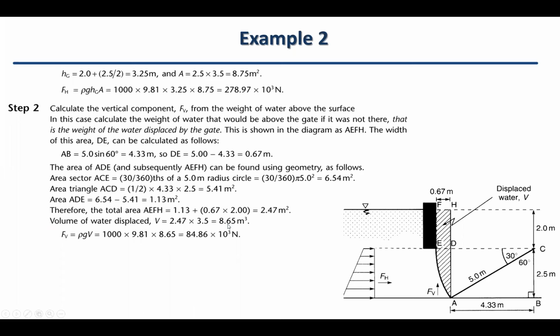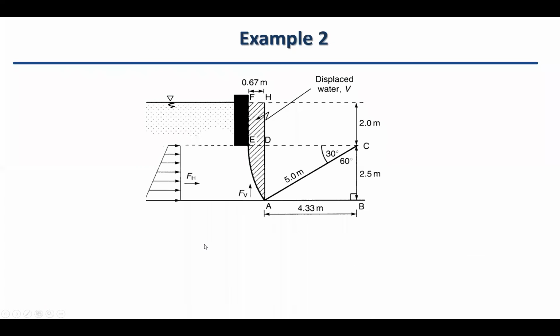So we calculate the volume, which is 8.65 cubic meters, and substitute it in the original vertical formula, which is rho g V: 1000 times 9.81 times 8.65. So the total is equal to 84.86 thousand newtons. So that's example 2. Oh, sorry, we have one more step to go: calculating the resultant force.